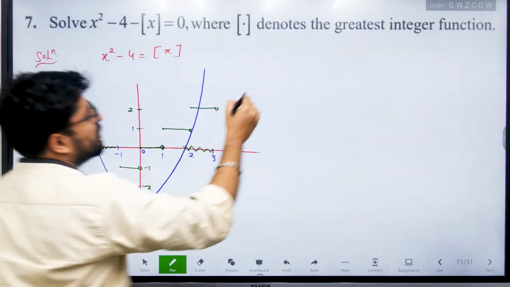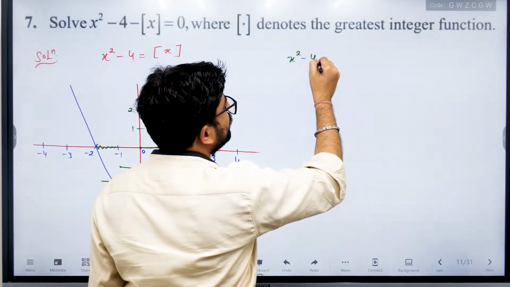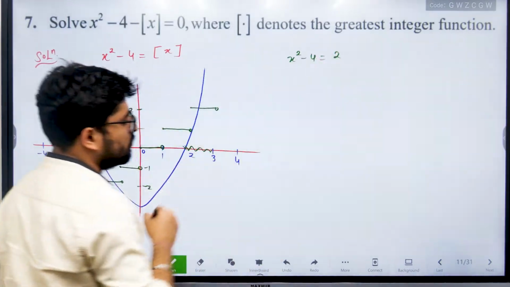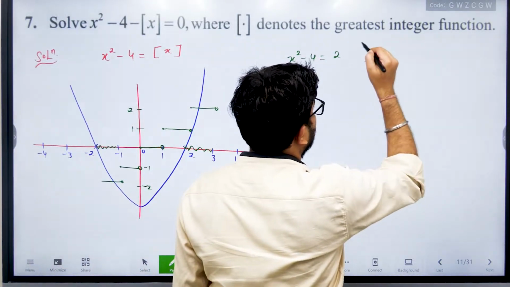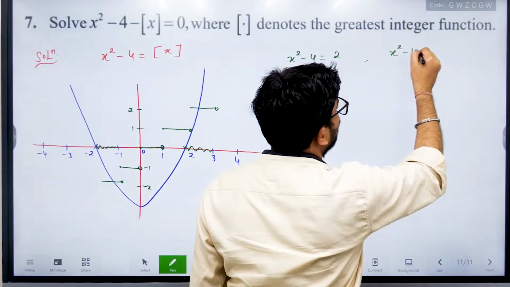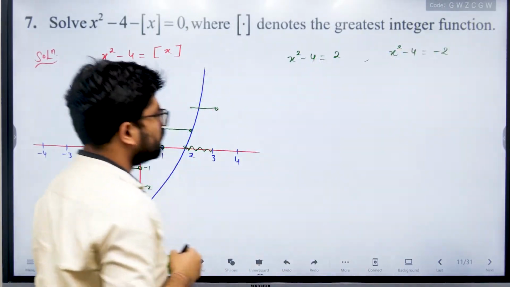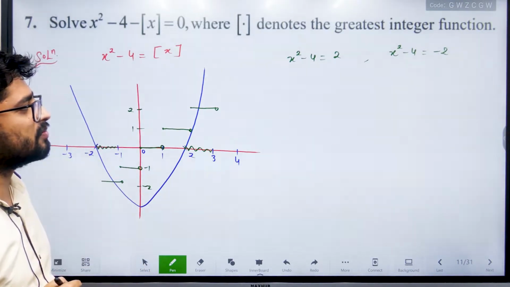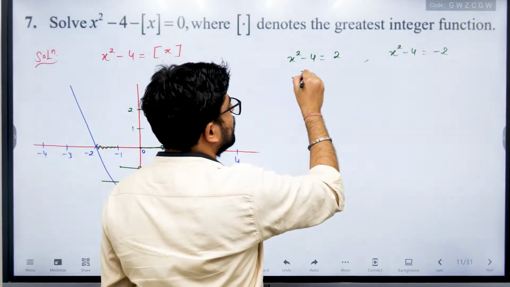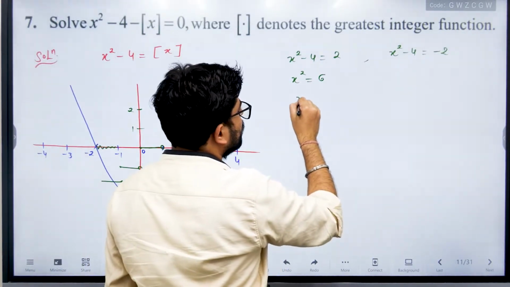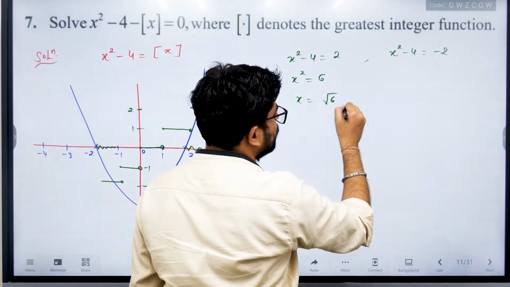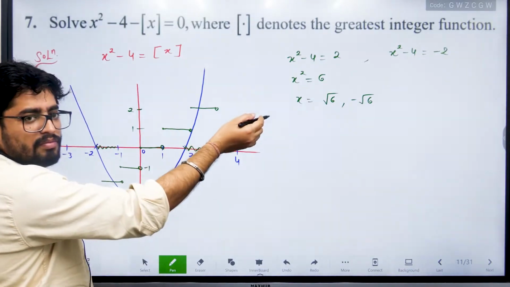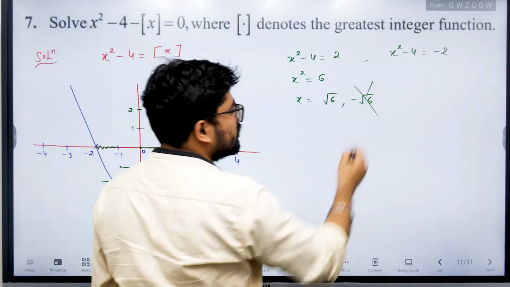So for that you can say x square minus 4 is what? Either x square minus 4 is the greatest integer of x. Whenever x lies in 2 to 3, the greatest integer of x is 2. And whenever it lies between minus 2 to minus 1, you can say x square minus 4 is equal to minus 2, because the greatest integer of a number between minus 2 and minus 1 is minus 2. So x square is equal to 6. Okay, so x can take two values, either root 6 or minus root 6. We know in 2 to 3 we do not have minus root 6, so you have to reject that.